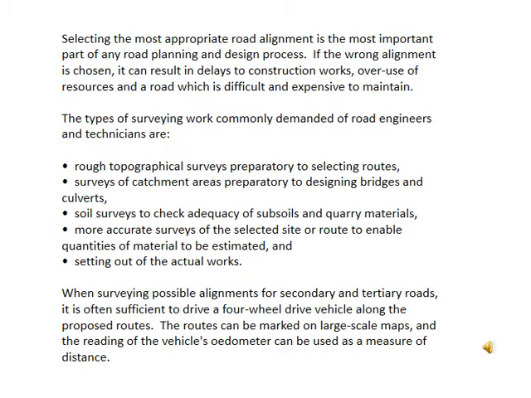When surveying possible alignments for the secondary and tertiary roads, it is often sufficient to drive a four-wheel drive vehicle along the proposed routes. So whether the route can be driven by a four-wheel drive also has to be confirmed. The route can be marked on a landscape map and the odometer of the vehicle can be used as a measure of the distance. So those are the things we have to do to design the detail of the road.